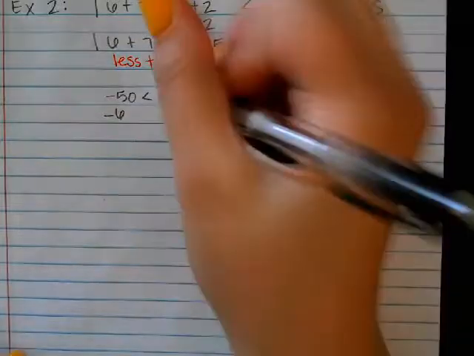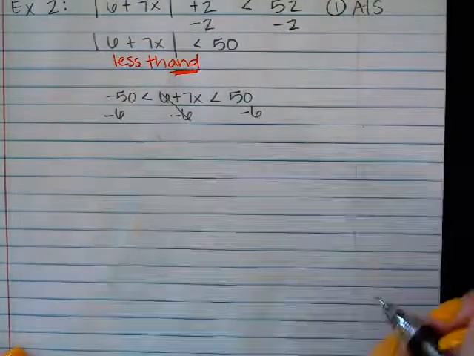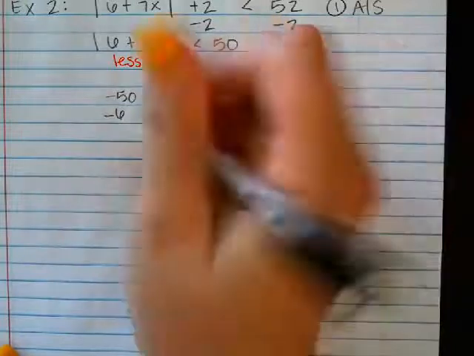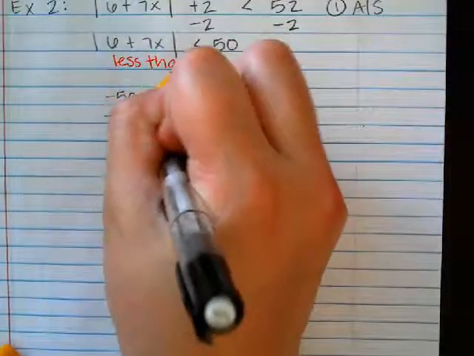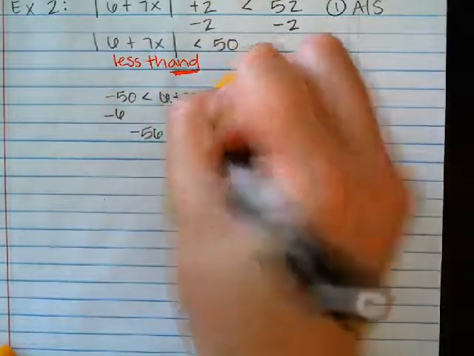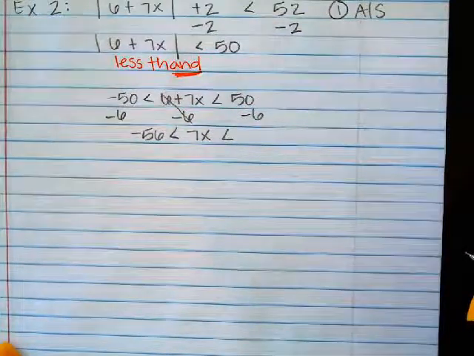Negative 50 minus 6 is negative 56. 50 minus 6 is 44. Okay.